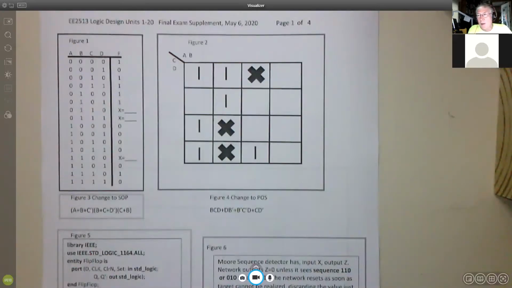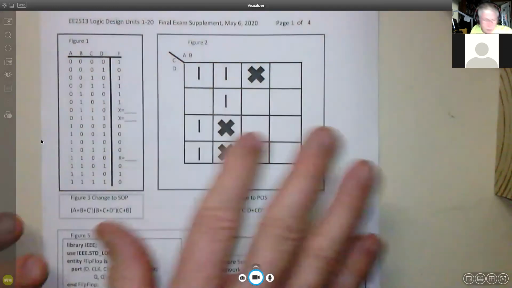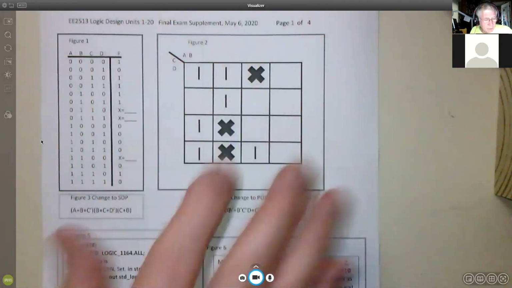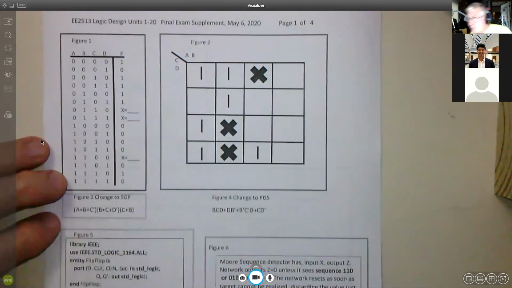Okay, and so let me share the screen. Let's see. What's screen three? Right. Okay. So can you see the screen and my hand waving? Yes, we can see it. Okay. All right.